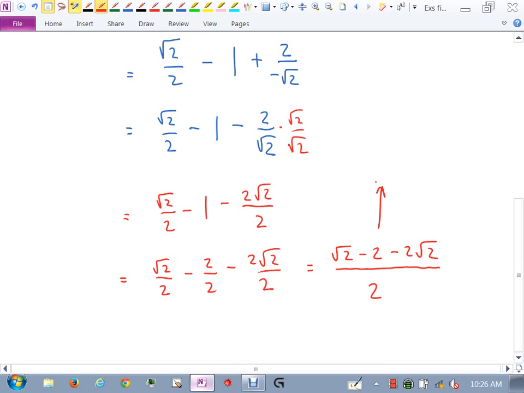So this, I'm out of room, I can't go any further. This should be equal to negative 2 minus a single root 2, all over 2. So if you looked in the back of the book, that's the answer they would have, and you might be going, whoa, how did that happen? Well, that's how that happened.